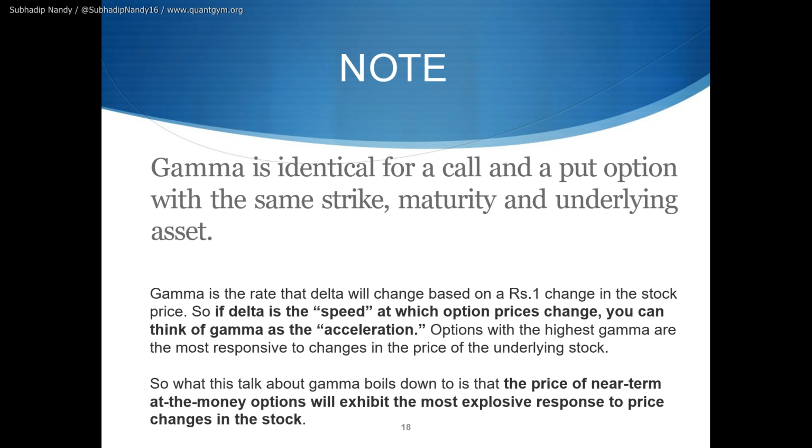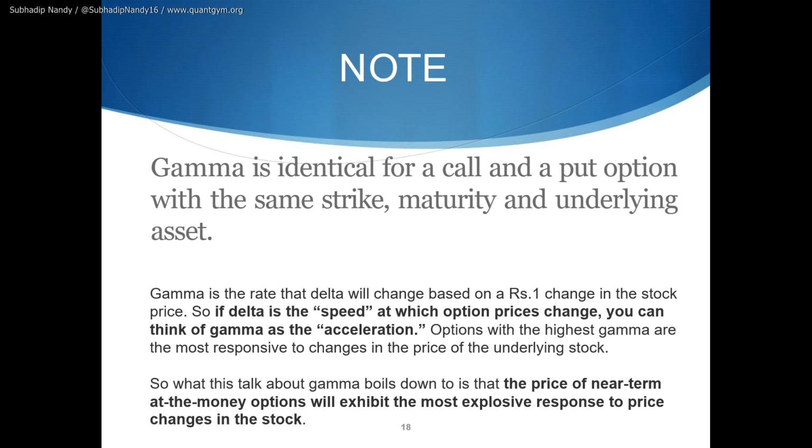So all this talk about gamma boils down to one single point. I will write this again later. The price of near-term at-the-money options will exhibit the most explosive response to price changes in the stock. Let me explain this. As of now in markets, we have weekly, we have monthlies, we have next month options, and let us say we are focused on Nifty. Nifty is at say 15,800. I have a 15,800 weekly call, I have a 15,800 monthly call, monthly means say July call, and I have a 15,800 August call.